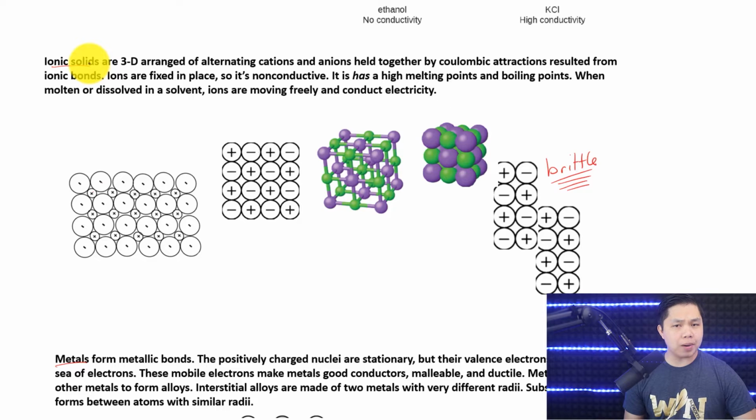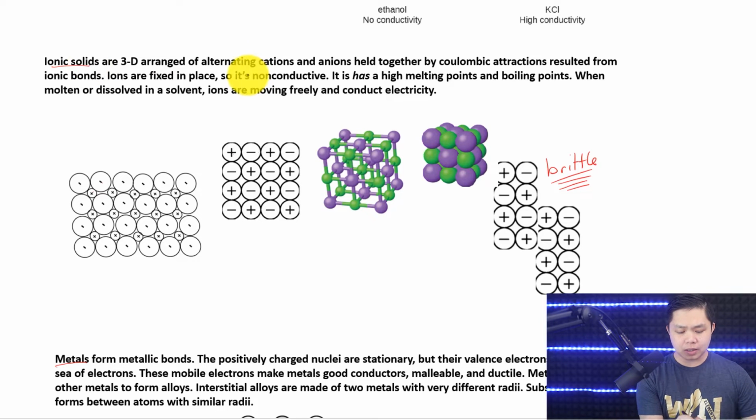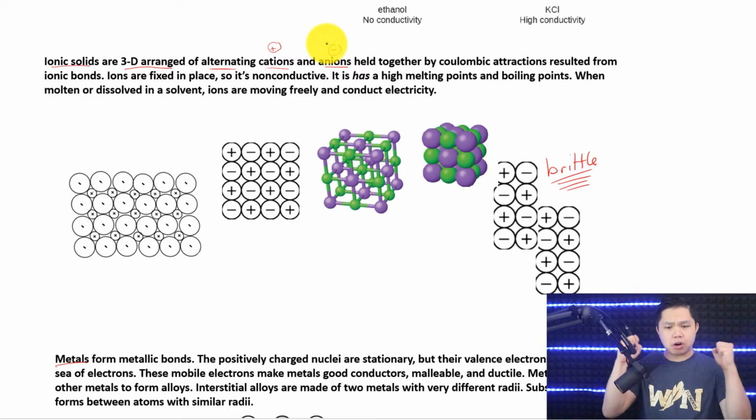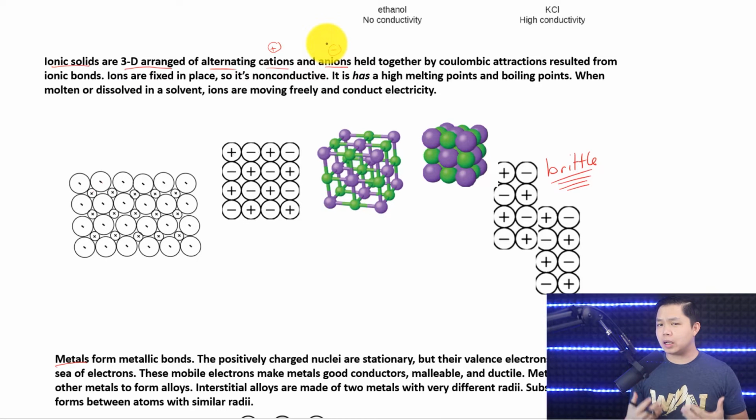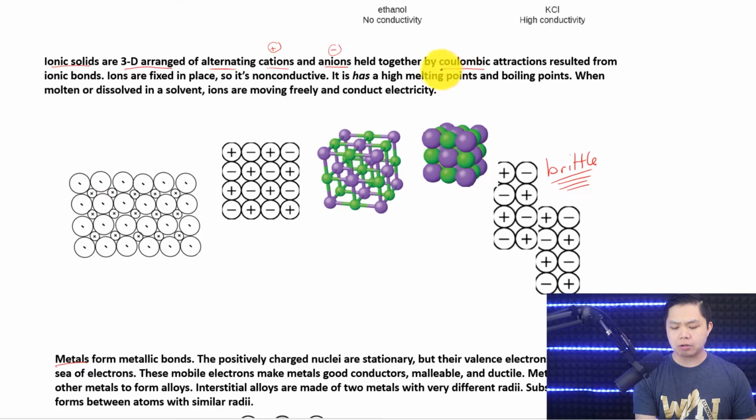Now, ionic solids basically come from the term ionic bond because ionic solids are made from ionic bonds, which consist of a crystalline 3D arrangement of alternating, that's a key word, alternating cations and anions. Well, a cation is a positive charge, an anion is a negative charge. Remember we were talking about opposite charges attract? That's what happens here in an ionic solid. So in this case, we have this type of specific attraction called the Coulombic attraction.